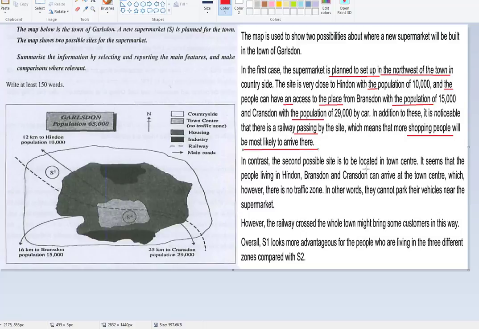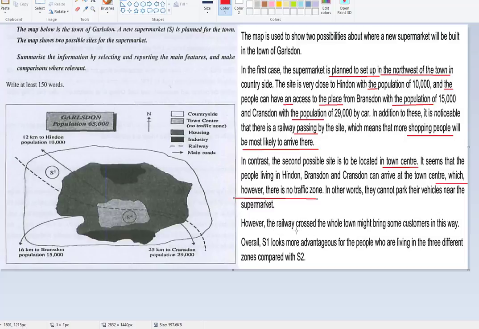In contrast, the second possible site is to be located in the town center. It seems that the people living in Hindon, Branston, and Carston can arrive at the town center. Okay, this phrase here, which, however, there is no traffic zone. Where, however, there is no traffic zone. So we're talking about a place. So this is not the right relative pronoun to be used here. In other words, they cannot park their vehicles near the supermarket. This seems a bit redundant, this sentence.